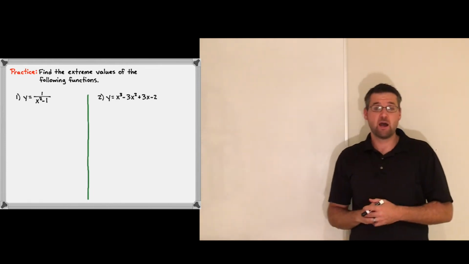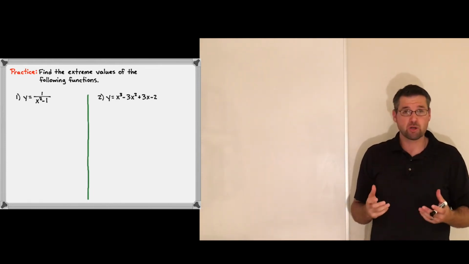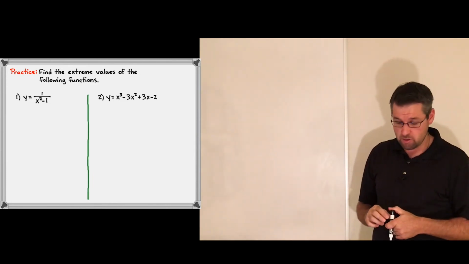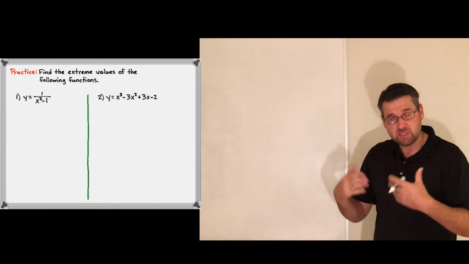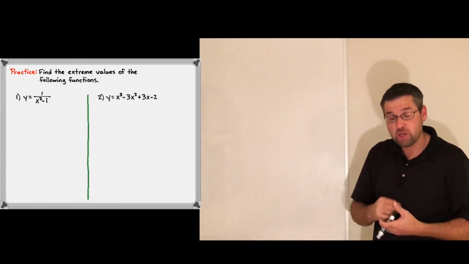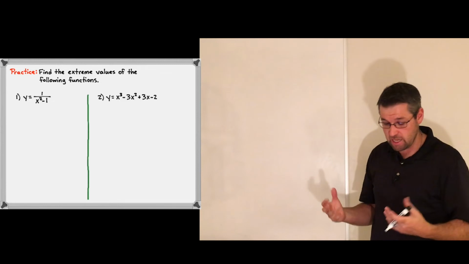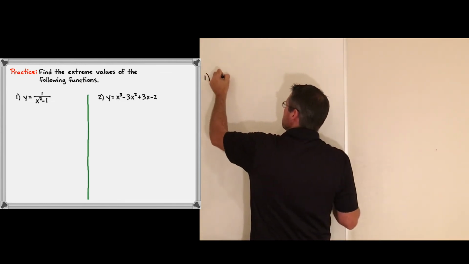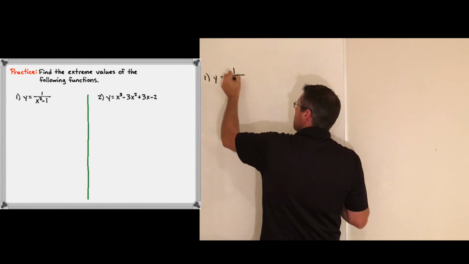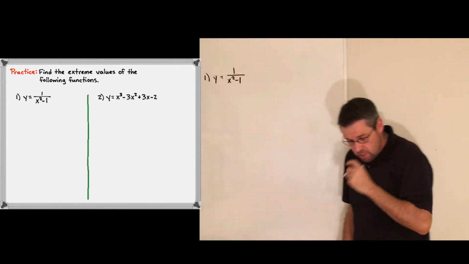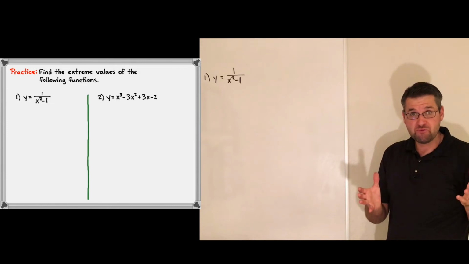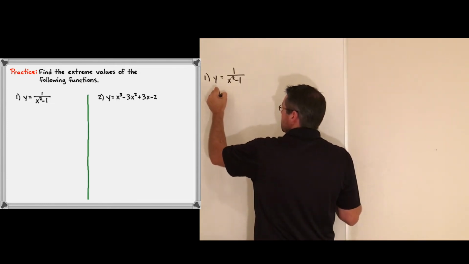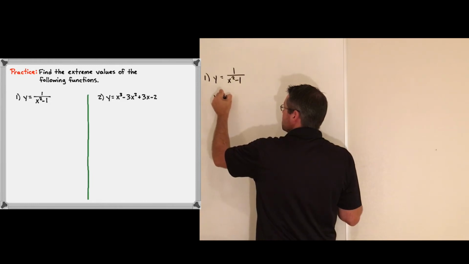So what we're going to do now is look at a couple more examples of functions and try to find extrema with those, still working with the idea of critical points and looking for when the derivative changes signs. The first one here, we have y equals 1 over x squared minus 1. We need to find critical points first. Critical points occur when the derivative is equal to 0 or when the derivative does not exist.